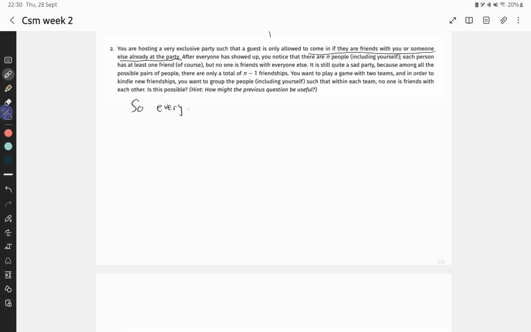So every vertex v has degree at least 1, because every person knows at least one other person already at the party. And we also know that because they're connected to somebody else who's already at the party, the graph is now connected.